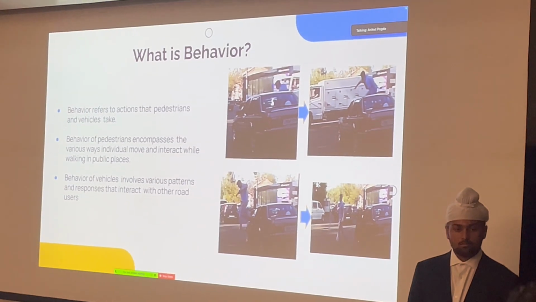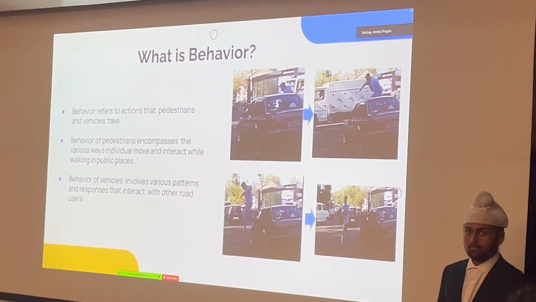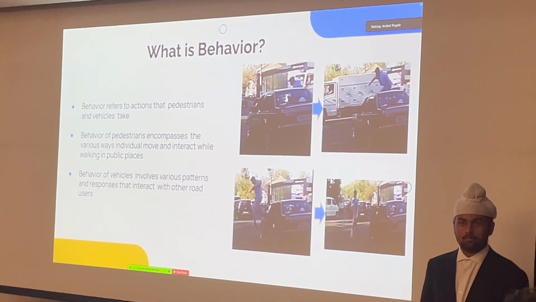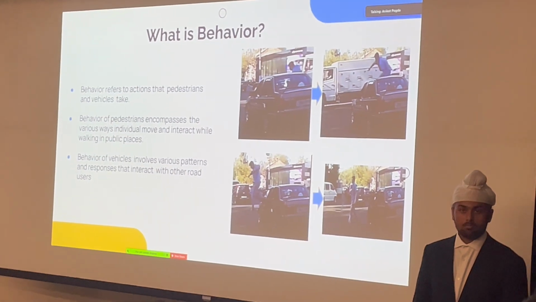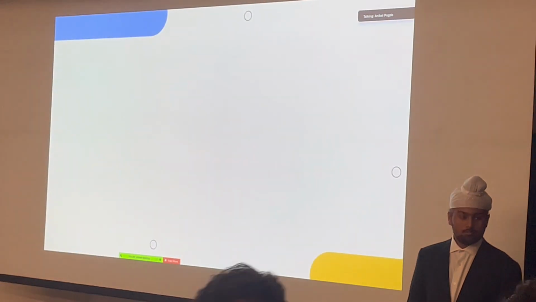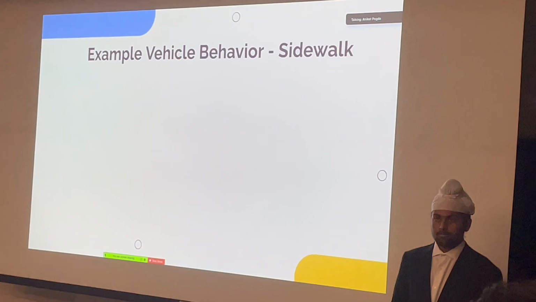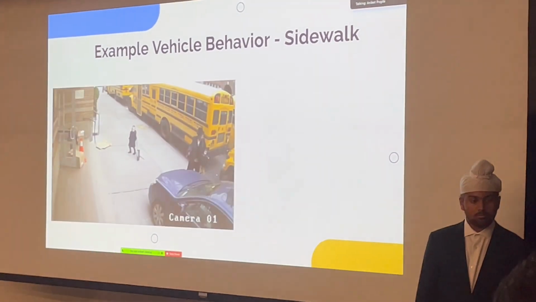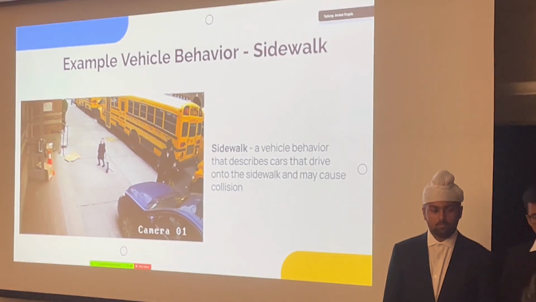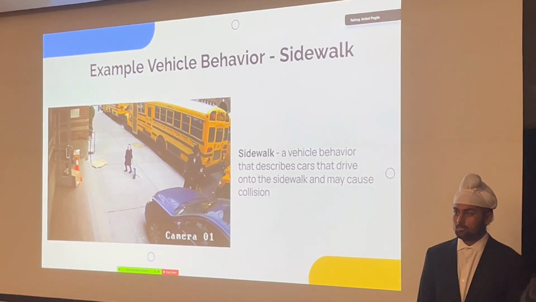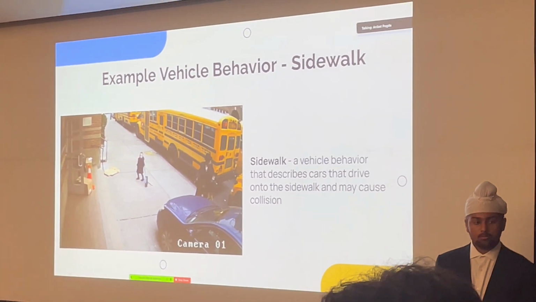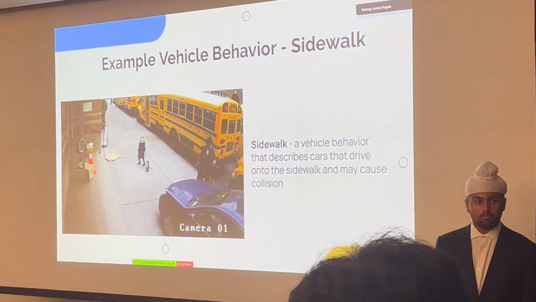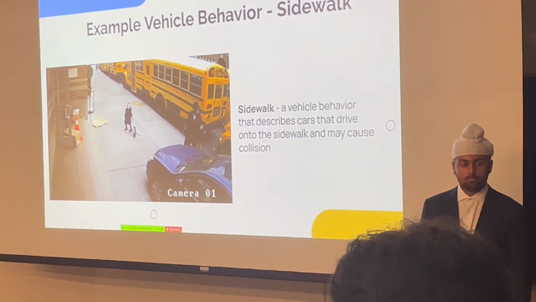In the images, we have a behavior of pedestrians, which we recently discovered, and we're going to be talking about that in detail later. Right now, we have an example of vehicle behavior, which is the sidewalk. As we can see in the photo, the sidewalk vehicle behavior describes cars that drive onto the sidewalk and may cause a collision, like the one we see in the photo.